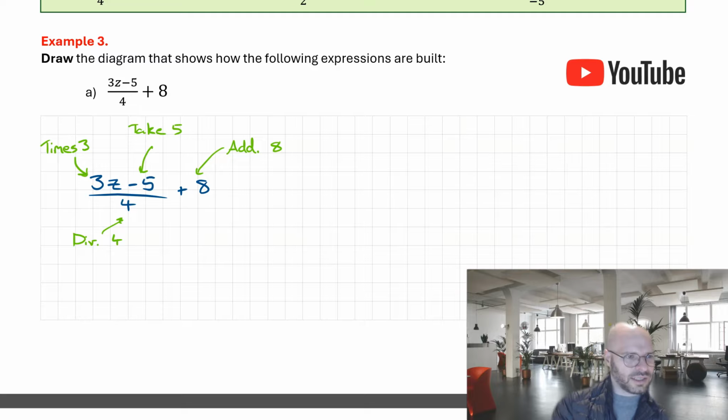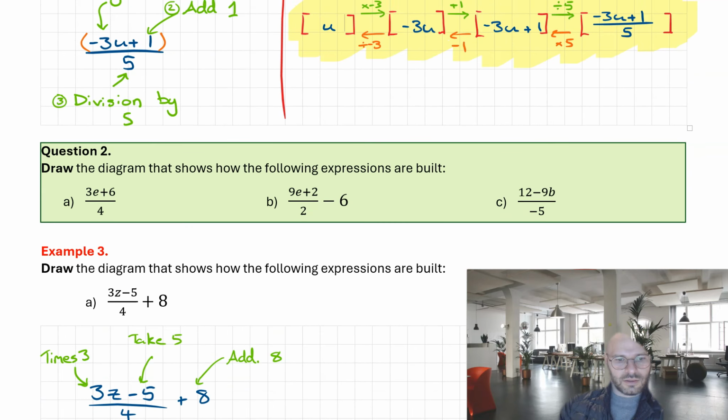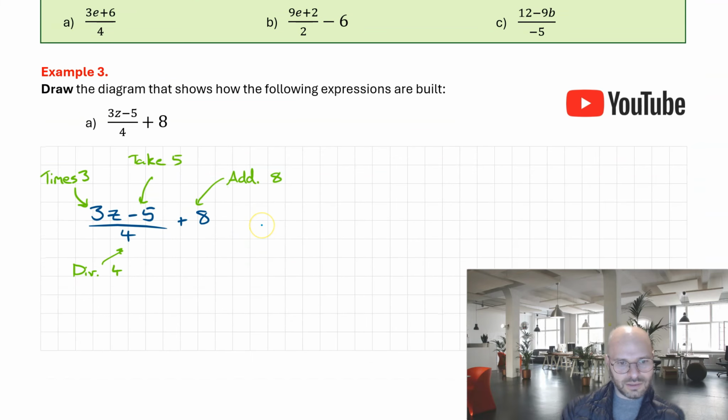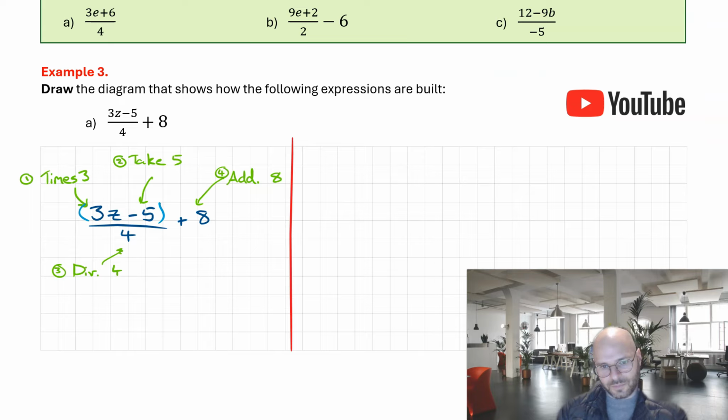Looking at the order of the operations, remember, there are always implied brackets in the numerator of a fraction. So that means we first have to do the brackets here. We have times and we have take, so first we do the multiplication, then we do the subtraction. Outside of the brackets, we have a division and we have an addition. Division takes precedence, so it's third, and then addition comes last. Awesome. Let's build this up.